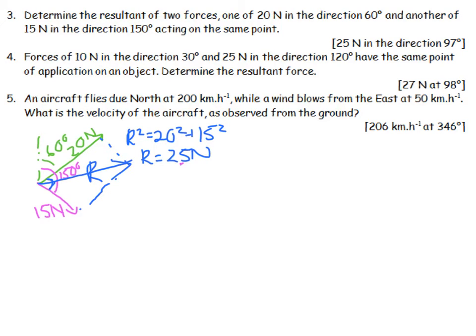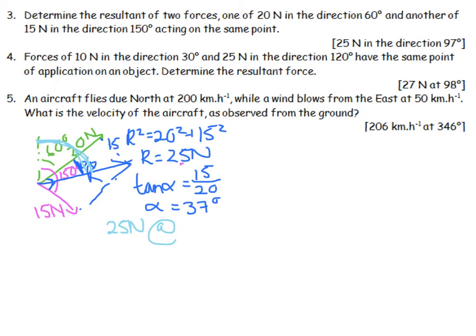What is the direction? I work out this little angle over here. Call it alpha again. Tan of alpha is equal to opposite over adjacent, because remember this is 15, and my alpha turns out to be equal to 37 degrees. But that's not a very meaningful number. I'd like it to be on a bearing. So if it's on a bearing, I'm going to take a look at this whole angle over here. That means I add 60 degrees to that, and it is 25 newtons at 97 degrees. 60 plus 37 degrees.